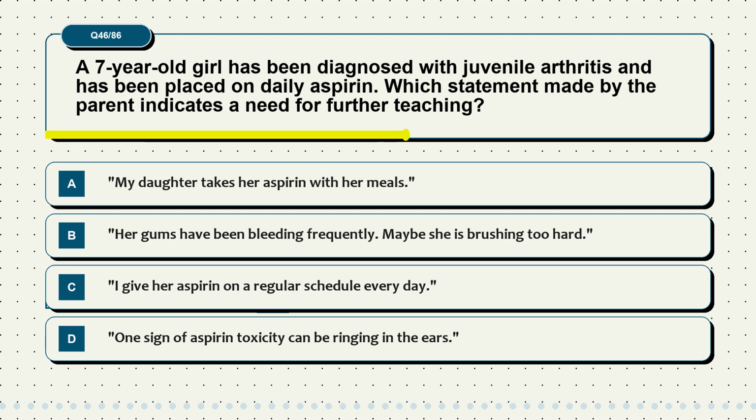Option B. Her gums have been bleeding frequently. Maybe she is brushing too hard. Option C. I give her aspirin on a regular schedule every day. Option D. One sign of aspirin toxicity can be ringing in the ears.